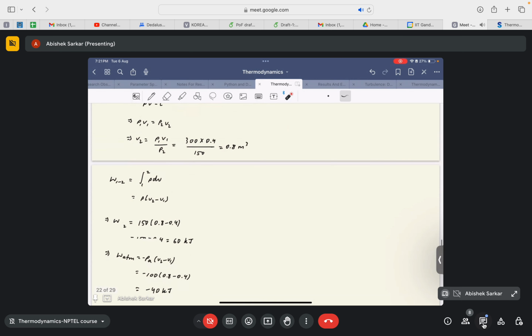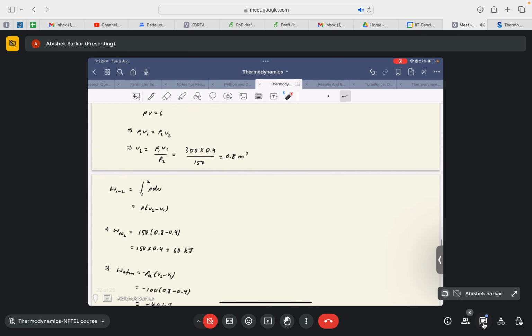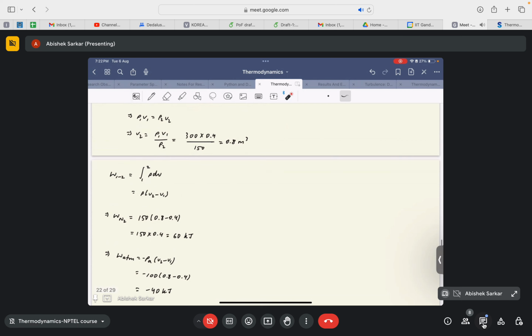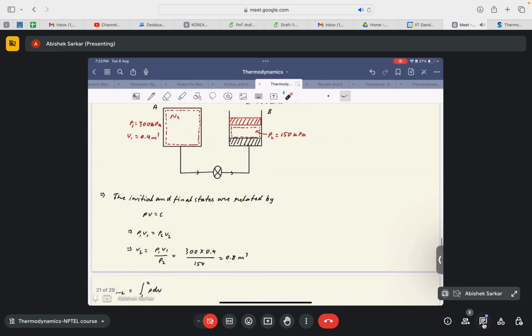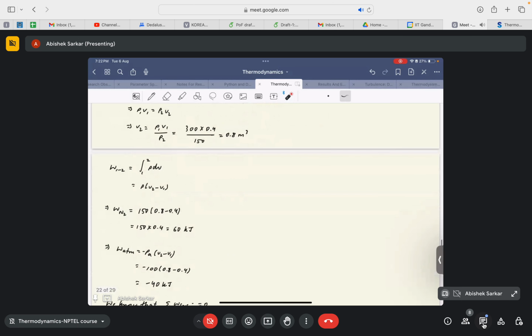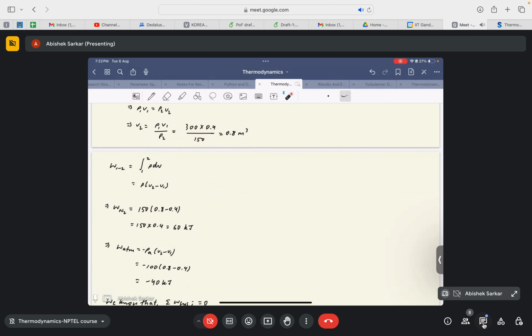Now what is the work done by the atmosphere in this mechanism? So work done by the atmosphere would be minus PA times V2 minus V1, because the piston is moving up, so the work is being done against the atmosphere itself. So it will be given by minus PA into V2 minus V1. So work done by the atmosphere is minus 40 kilojoule, which basically implies that work is done on the atmosphere. Okay.